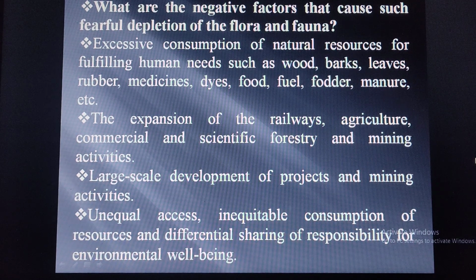This point is very important. We are consuming these resources, but when it comes to sharing the responsibility for environmental well-being, we say this is not my responsibility, someone else will do it, it's not my problem. Because of that, the depletion of flora and fauna is occurring. Let us move forward.